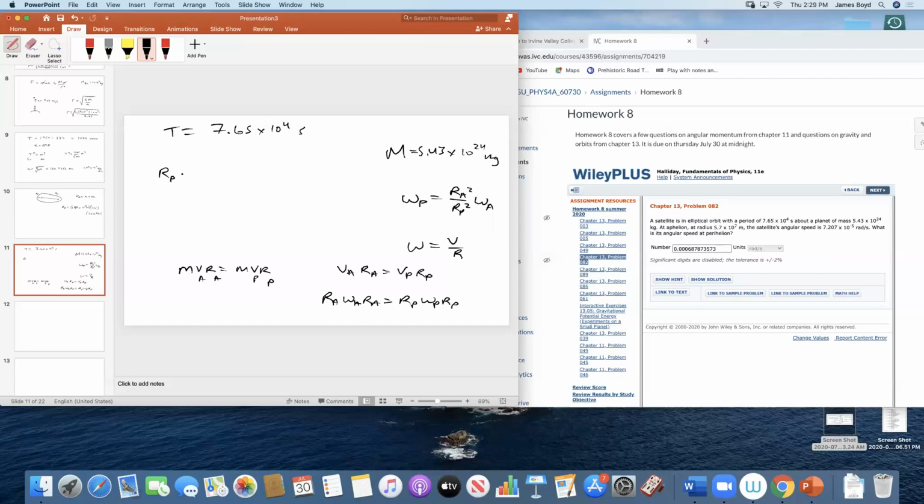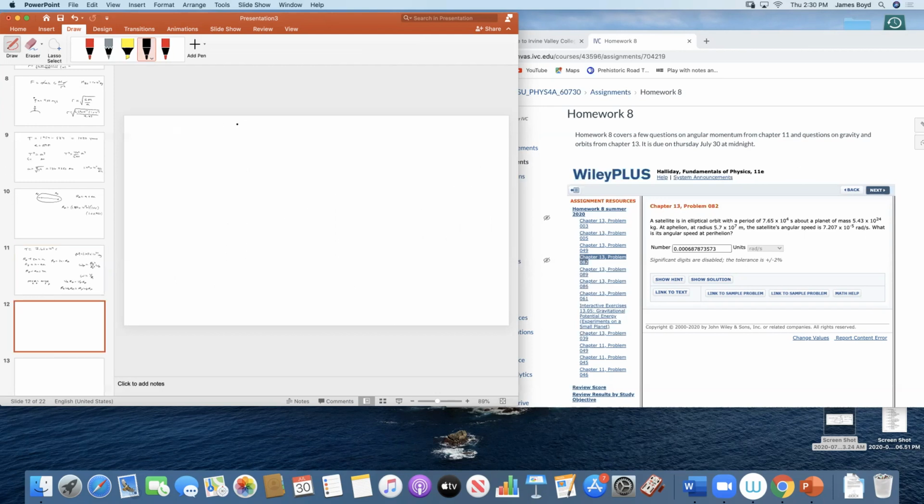Well, RP plus EA is equal to A, so RP is equal to A minus EA from the ellipse diagrams. Or in terms of RA, RP plus RA is 2A. So RP is 2A minus RA. And if I can find A, I can get this. So T squared is equal to 4 pi squared over GM times A cubed.